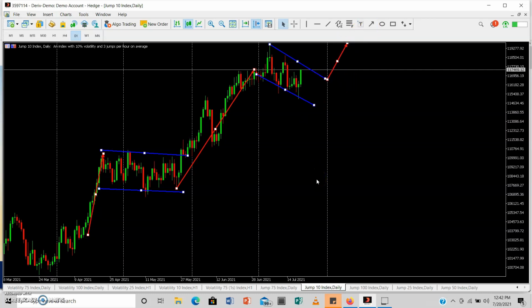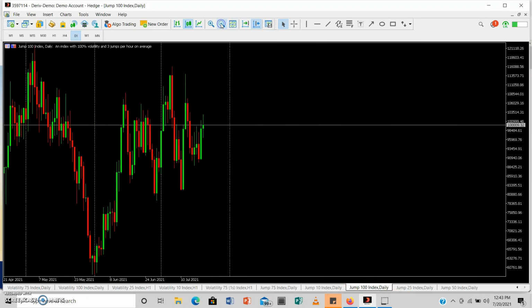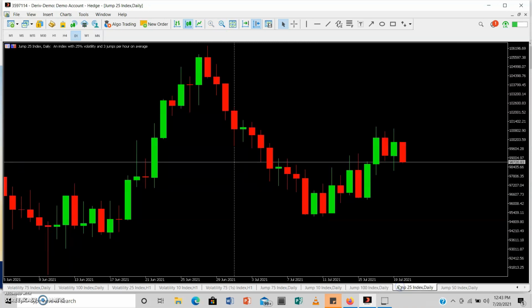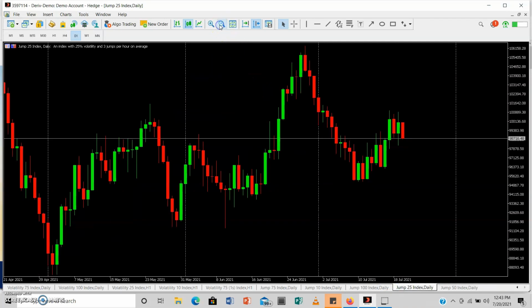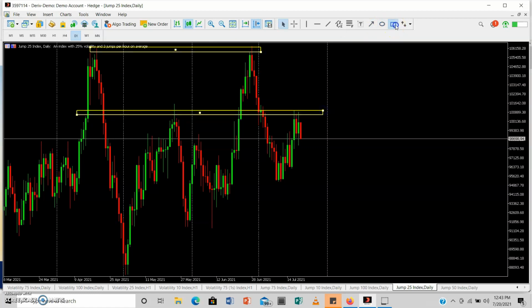and then maybe hope for a breakout again. Okay, moving on to Jump 100. I've looked at it before and there was no proper setup at the moment, so I'm not going to analyze it. I'm going to go straight to Jump 25 and explain what has been there. Jump 25 is another index that really strictly respects support and resistance. So I'm going to highlight all key price levels, and I'm going to explain what price is going to do from those price levels.